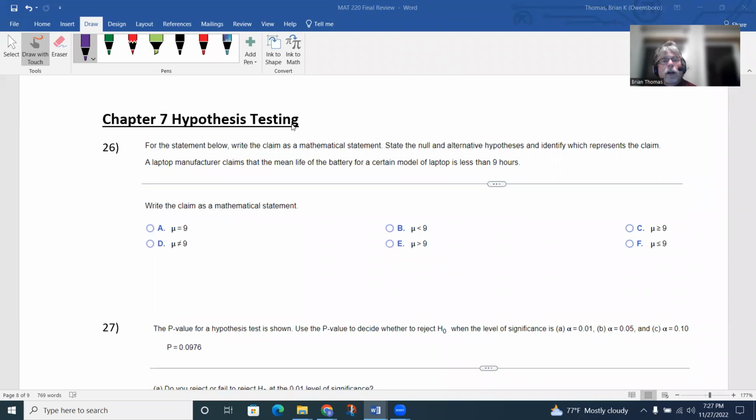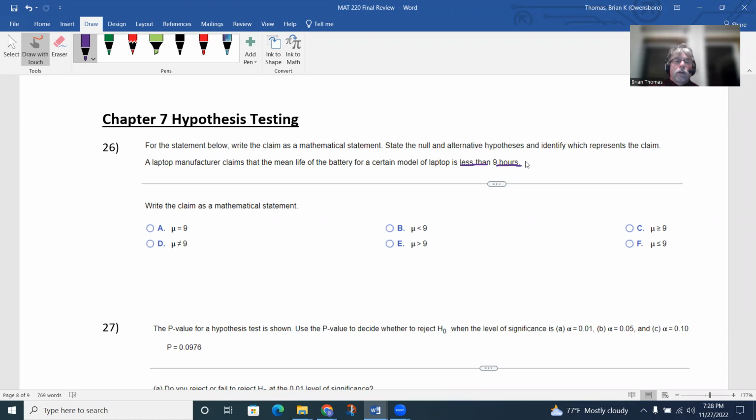So chapter 7 gets to the hypothesis testing. This is going to be question 26 in your review. For the statement below, write the claim as a mathematical statement. State the null and alternative hypothesis and identify which represents the claim. So here we go. A laptop manufacturer claims that the mean life of the battery for a certain model laptop is less than 9 hours.